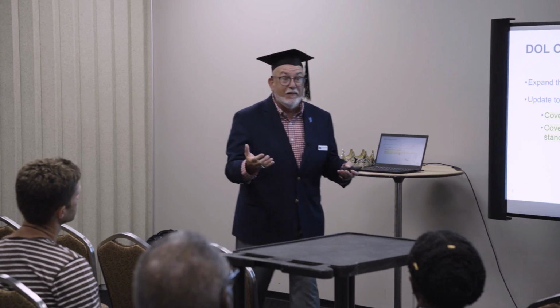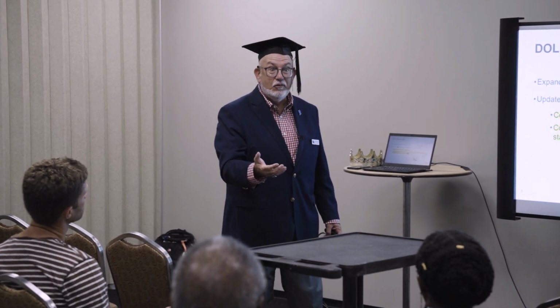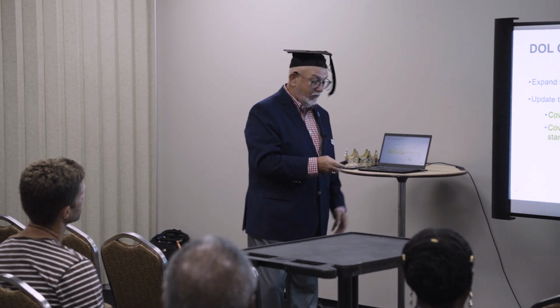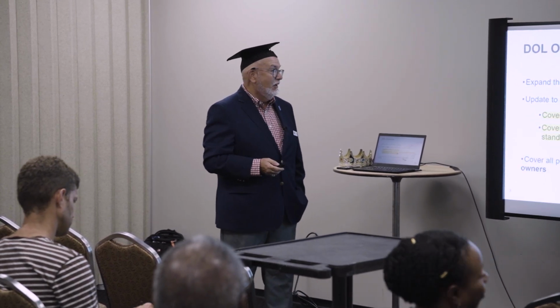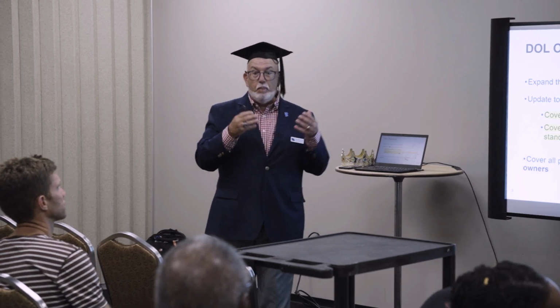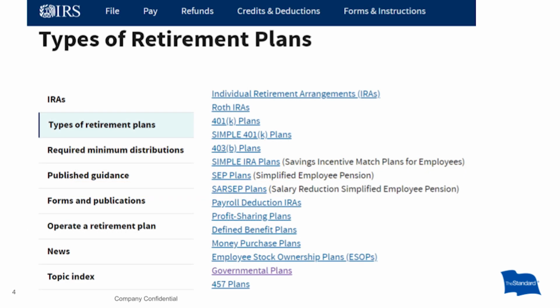You didn't have to take a class. You didn't have to go to school. You didn't have to take a test. You are now fiduciaries according to the Department of Labor, a government agency. So what's covered? All products that involve qualified money. That's qualified plans, participants, IRA owners, 401ks. And we'll talk about that because people say, well, what is qualified money?